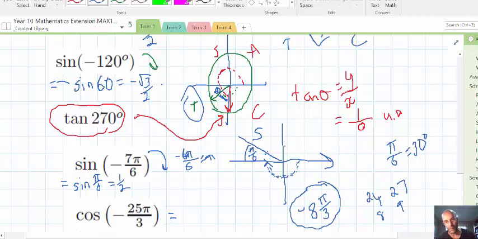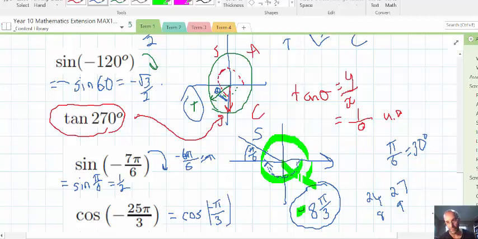That's a big angle. Now, every time you go around 2 pi around this thing, that's a full rotation. So we've actually gone negative, so we've gone that way. We've gone 1, 2, 3, 4 times, and then we go another pi on 3, which is there. So that's the same angle as cos of negative pi on 3. So that's called coterminal, where you go around and around and you land in the same spot. It's like landing in the same spot as negative pi on 3.